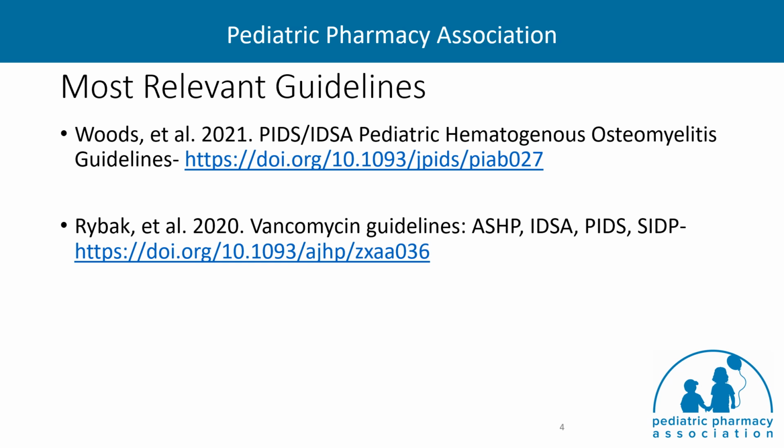In terms of guidelines, the most relevant guidelines to be aware of are the Pediatric Hematogenous Osteomyelitis Guidelines, which were published in 2021, and the vancomycin guidelines, which were published in 2020, because as you'll see later on, a lot of these patients do end up getting vancomycin.